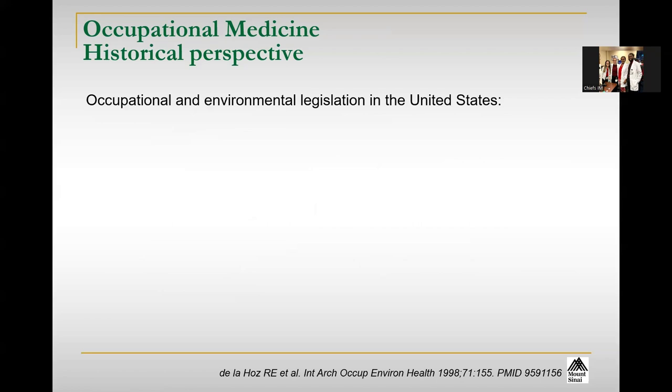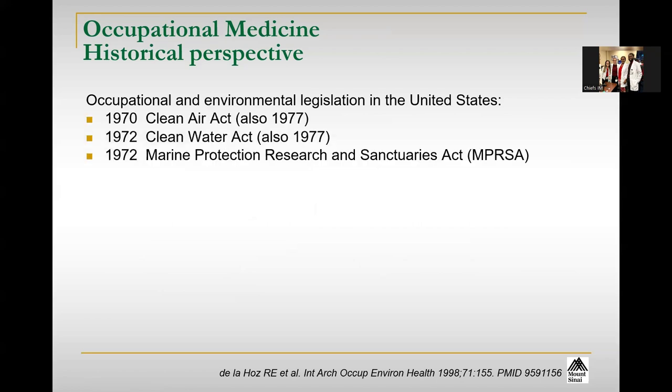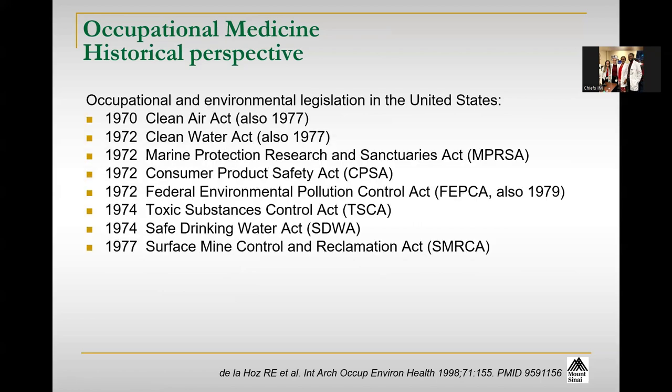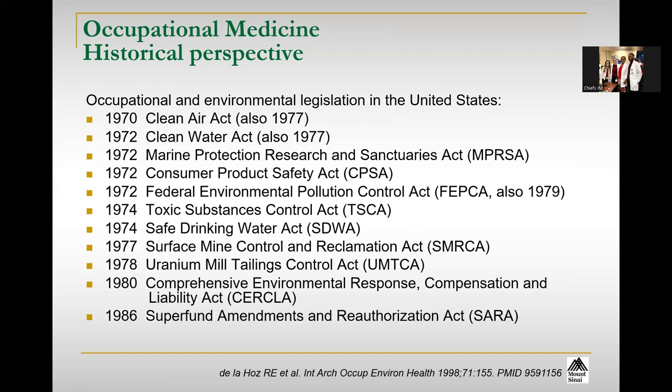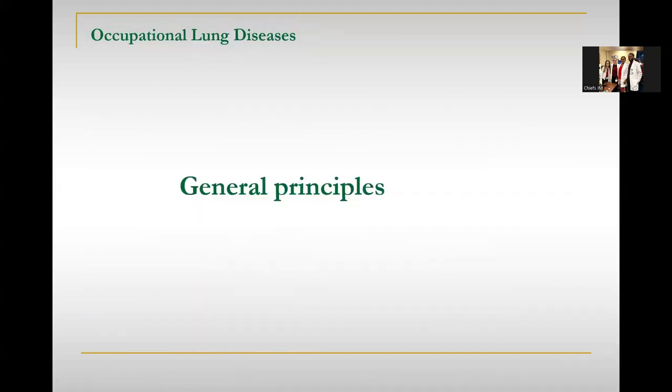After that, for about 15 years, a large number of laws were enacted, both for the environment and for occupational regulation. They are just listed here, concluding in 1986 with the Asbestos Hazard Emergency Response Act, when it was finally recognized that asbestos was indeed a cause of occupational diseases.